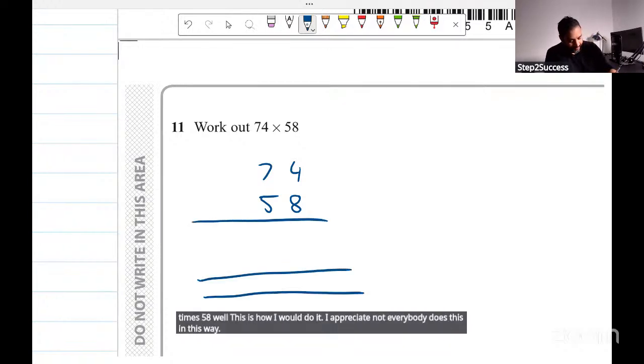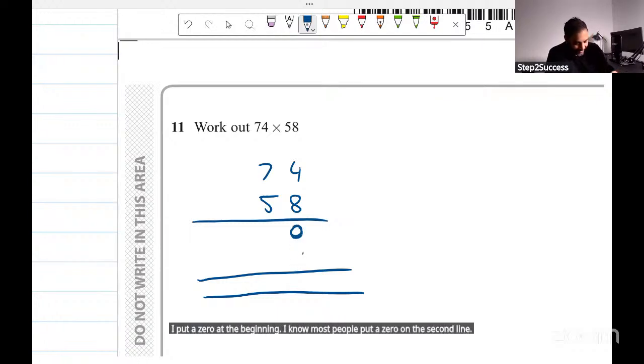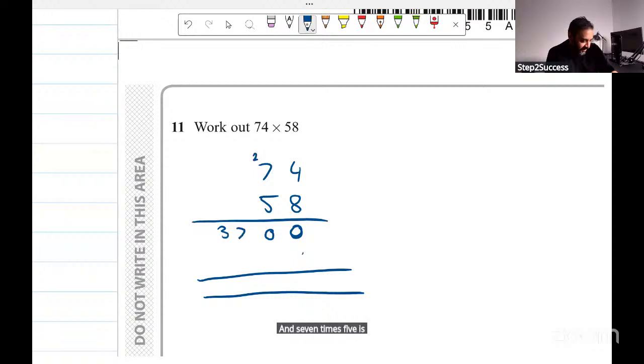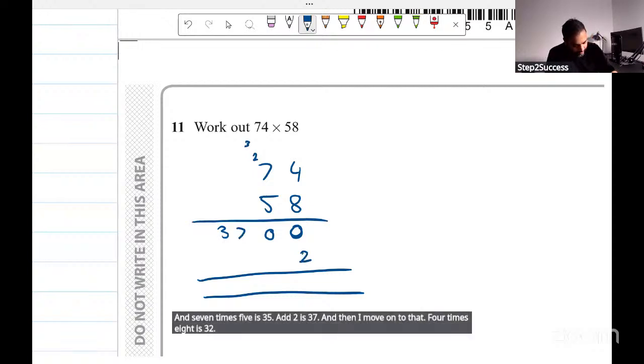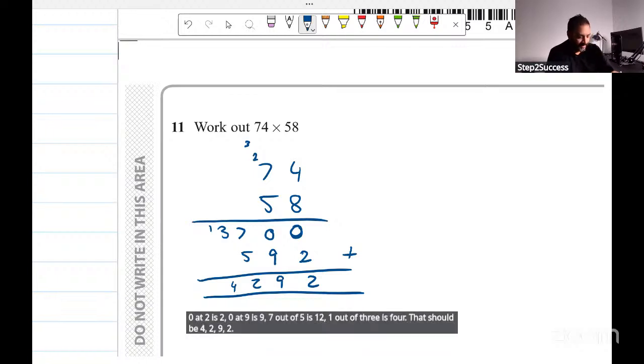Okay. I put a 0 at the beginning. I know most people put a 0 on the second line. I just do it at the beginning. And then I do 4 times 5 is 20. And 7 times 5 is 35. Add 2 is 37. And then I move on to there. 4 times 8 is 32. And 7 times 8 is 56. Add 3 is 59. You get these two rows. 0 add 2 is 2. 0 add 9 is 9. 7 add 5 is 12. 1 add 3 is 4. That should be 4292, unless I've done something wrong.